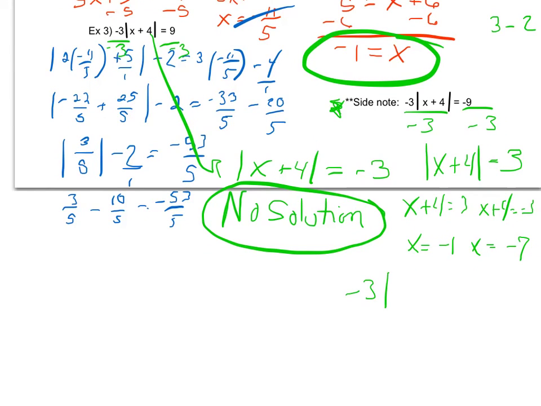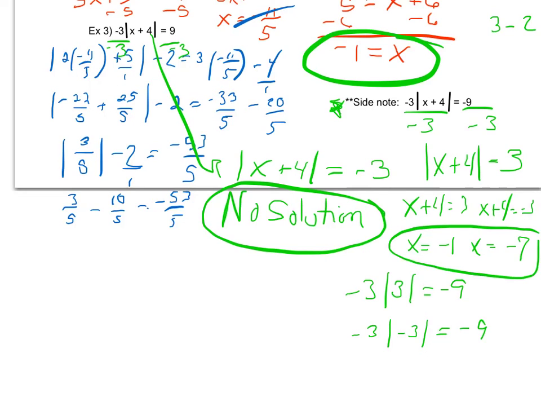So checking those solutions, I get negative 3 times the absolute value of negative 1 plus 4, which would be absolute value of 3. Does that equal negative 9? I can see that, yes, that will equal negative 9. If I plug negative 7 in, I would get negative 3 times the absolute value of negative 7 plus 4, so negative 3. Does that equal negative 9? Again, I can see that because this will become positive, that will also work, so I do end up with both of those solutions working.